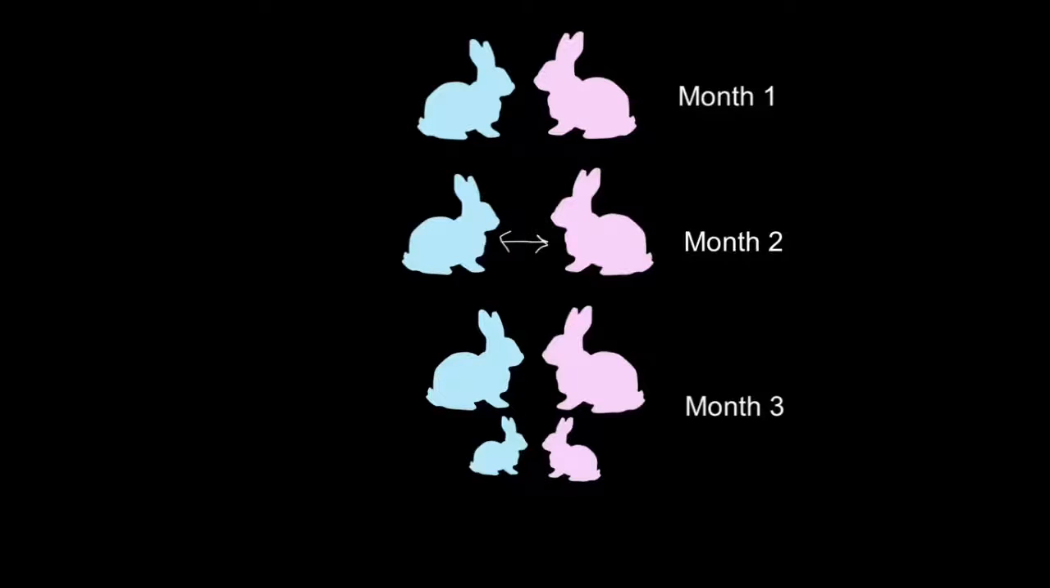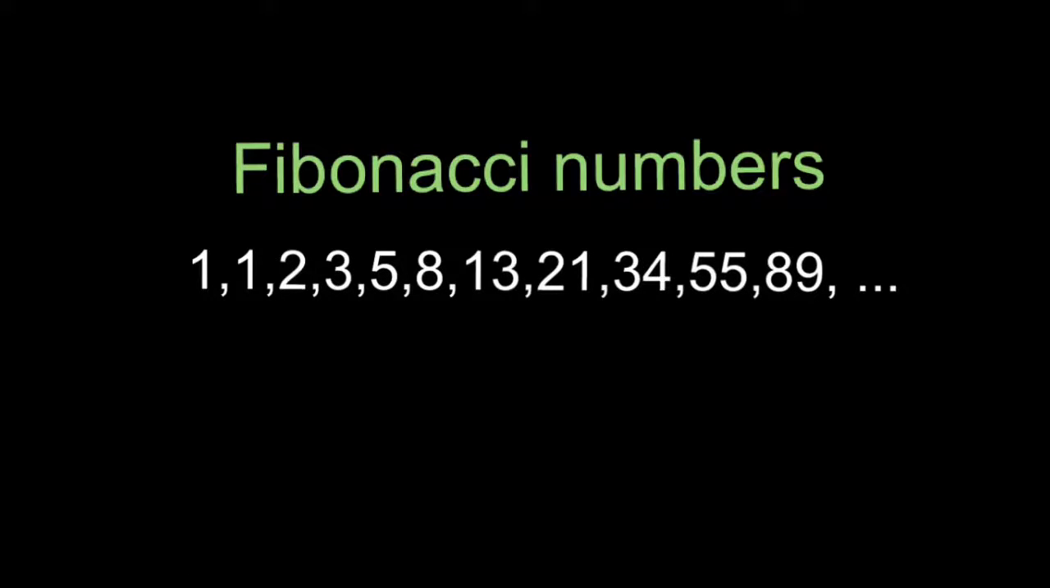So what Fibonacci said was, at month 1, there was 1 pair of bunnies, and at month 2, there is still 1 pair, but they mate. And then at month 3, they have babies, so now there's 2 pairs. So at month 1, they have 1 pair, month 2, they have 1 pair. So this is the sequence that you're left with. It's like 1, 1, 2, 3, 5, 8, 13, 21, 34, 55, and 89. And these are called the Fibonacci numbers.